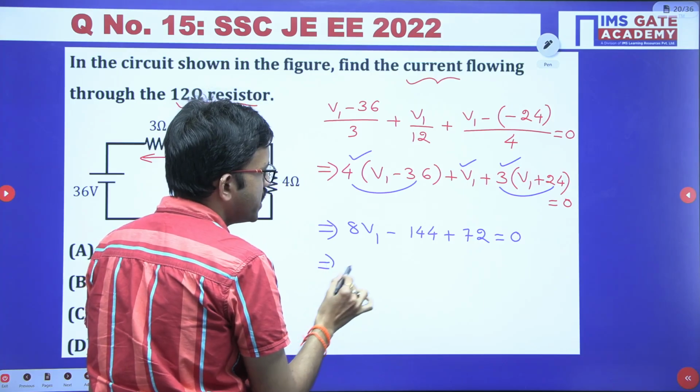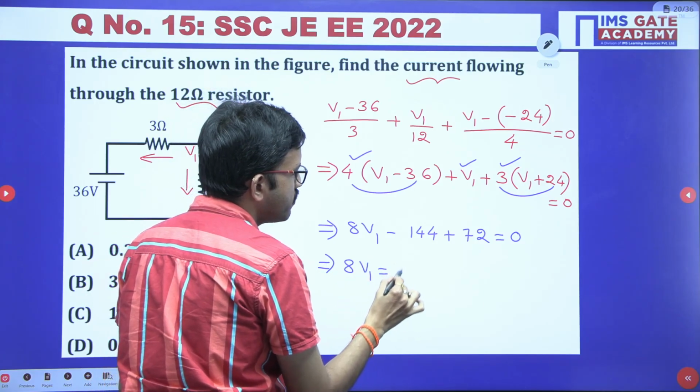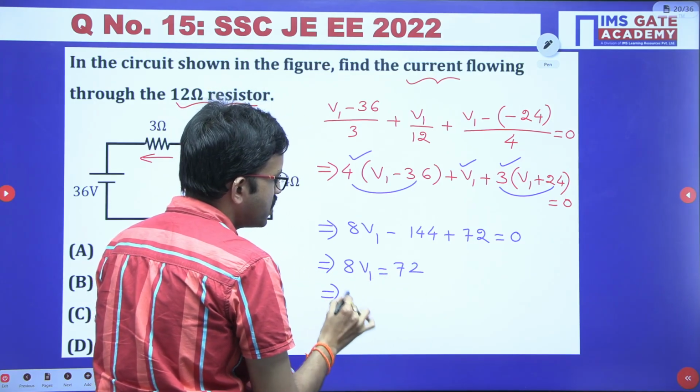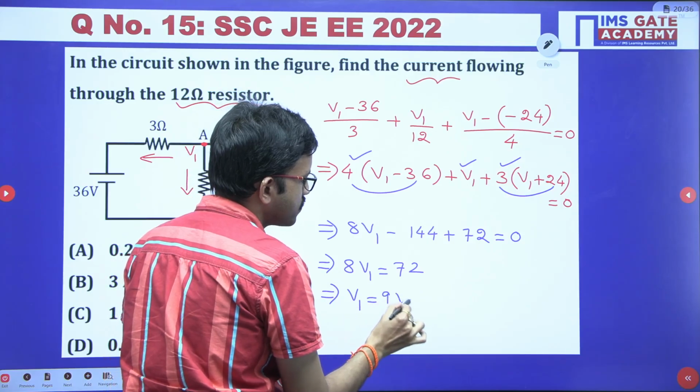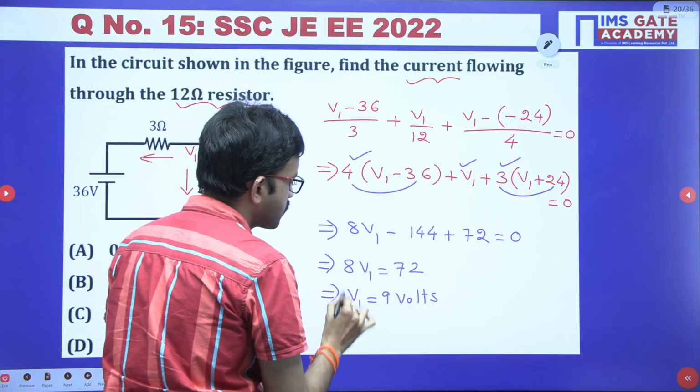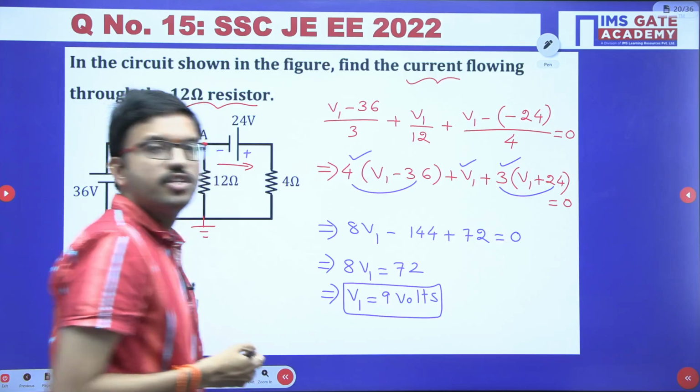From here you are getting 8V1 is equal to 72. So from here you are getting V1 equal to 9 volts.